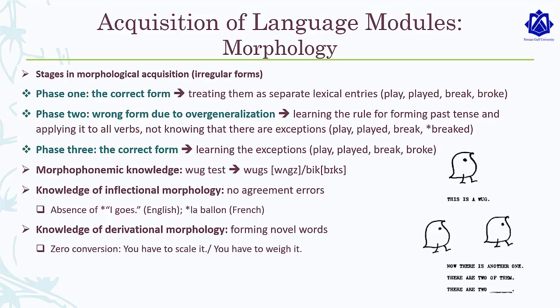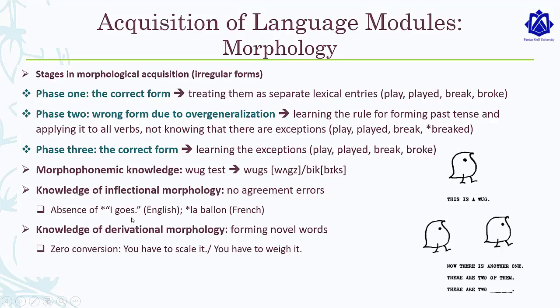So therefore, based on their findings, we do not have any "I goes" pronunciation, "I goes" production in English. Why? Because in that case, "goes" does not agree with "I", and this is ungrammatical. So they wouldn't say "I goes."